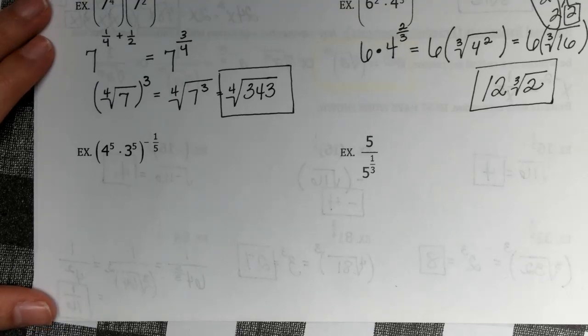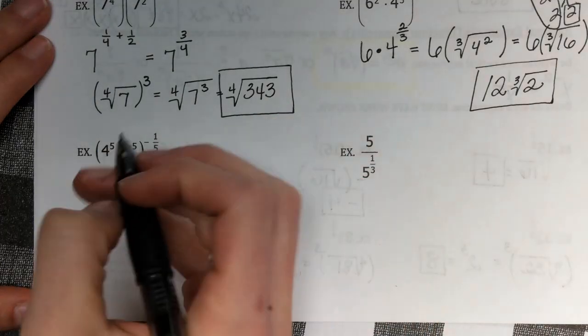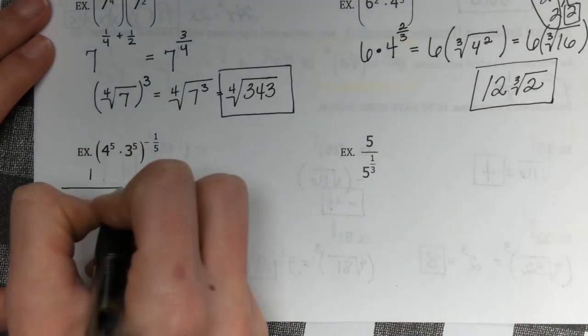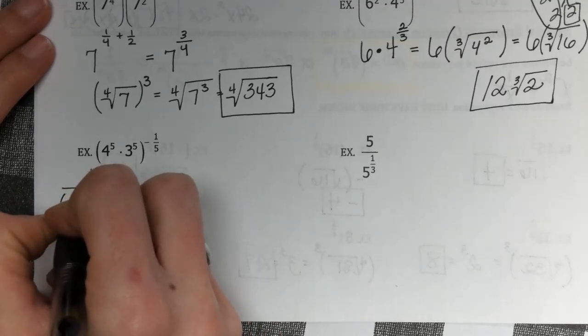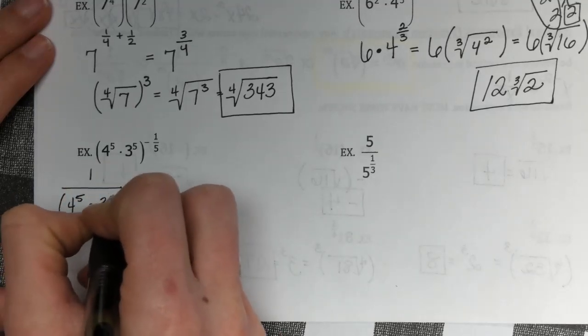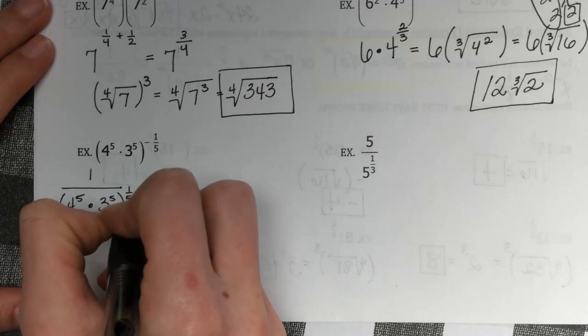To the 5th, all raised to the negative 1/5. Up to you if you want to distribute first or change the position first. Okay? What do y'all want to do first? Change the position. Okay? So if you change the position, this becomes 1 over 4 to the 5th times 3 to the 5th raised to the 1/5.